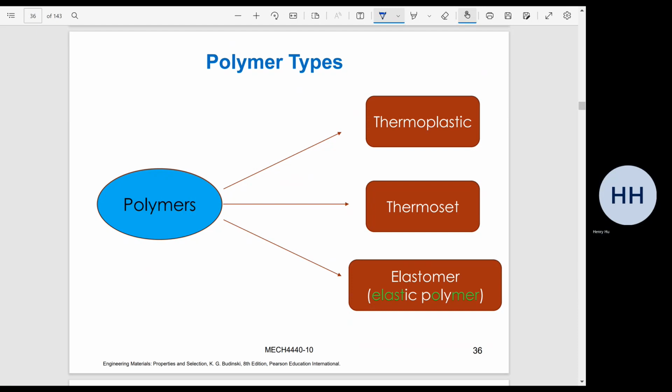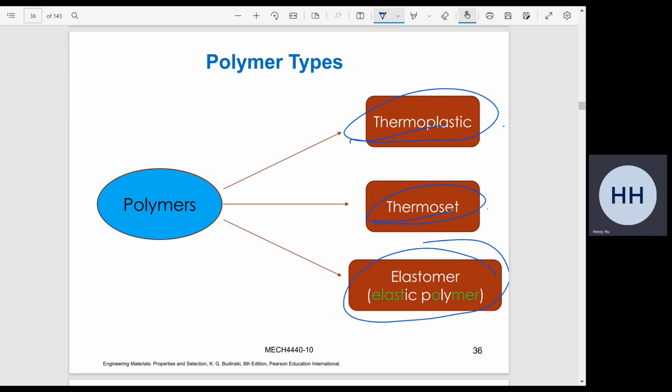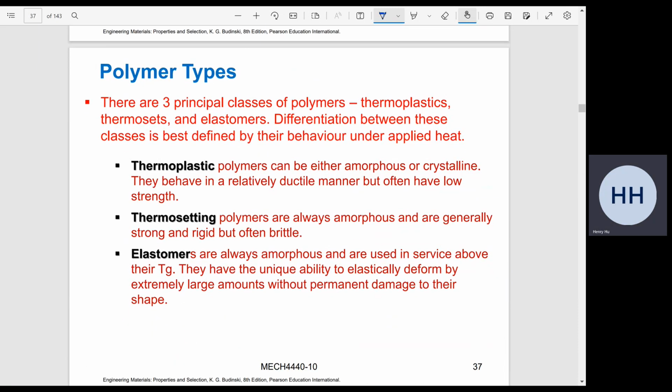So polymers can be divided into three different types, and I think it's mainly decided by the bonding structure. The first one is called thermoplastic, the second one is called thermoset, and the third one is called elastomer, which is really elastic polymer. In the short form, they take the elast, E-L-A-S-T, and take one O out of the poly, and take the mer. So they call it elastomer. Those are three different types.